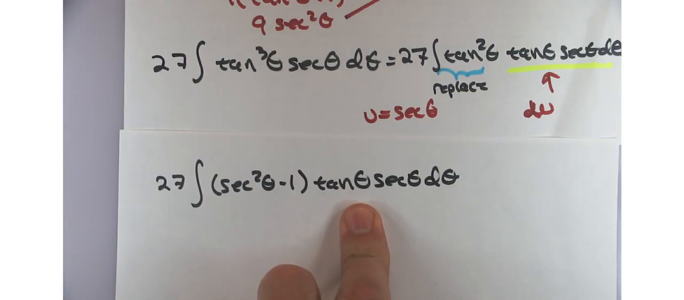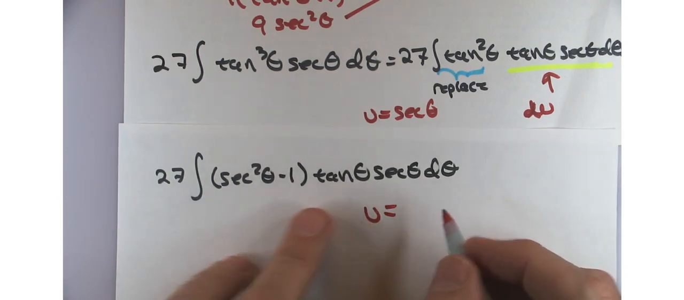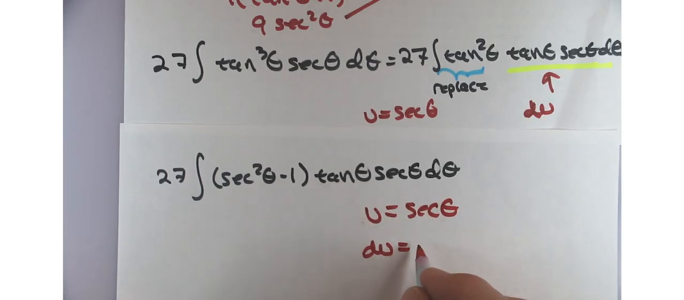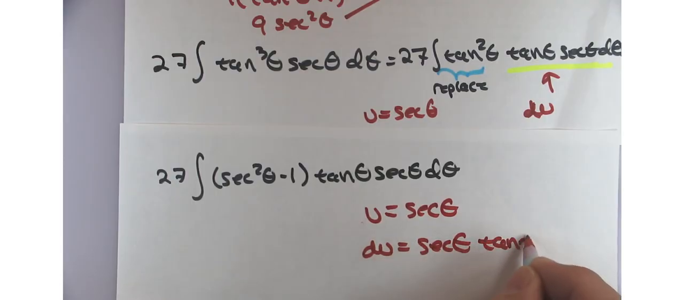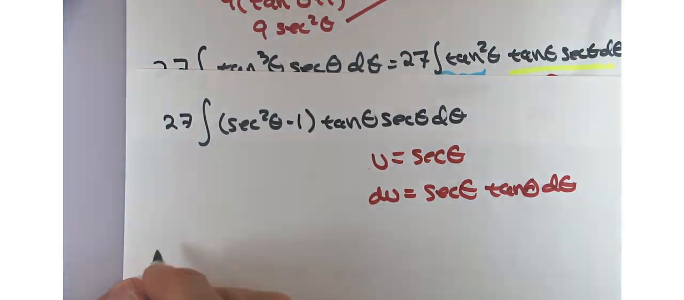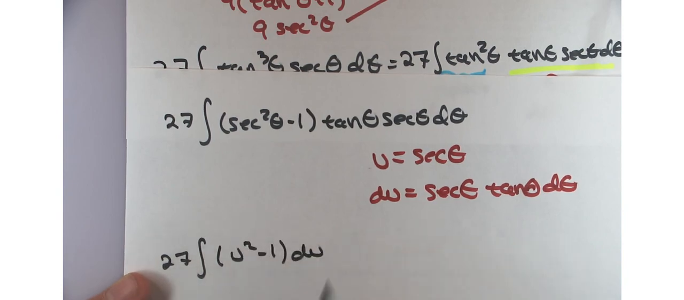We've set ourselves up for the following u substitution. So u is going to equal secant of theta. And let's just jump to the chase. du is going to be secant of theta tangent of theta d theta. So, all right, looking good there. This is a nice, easy, straightforward substitution. 27 times, it's going to be u squared minus 1 du.